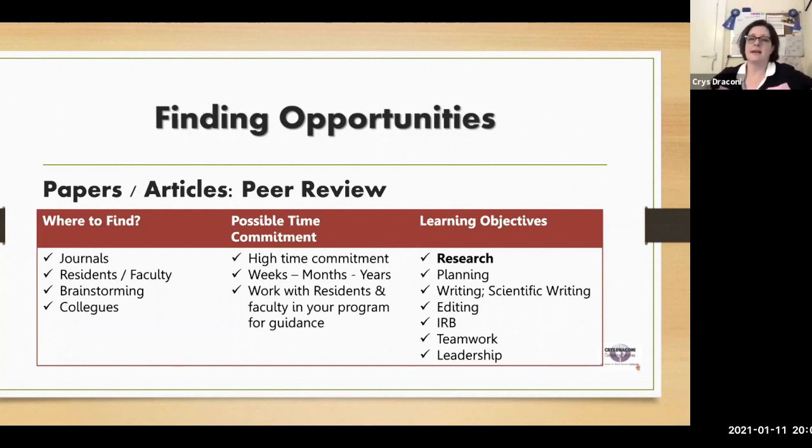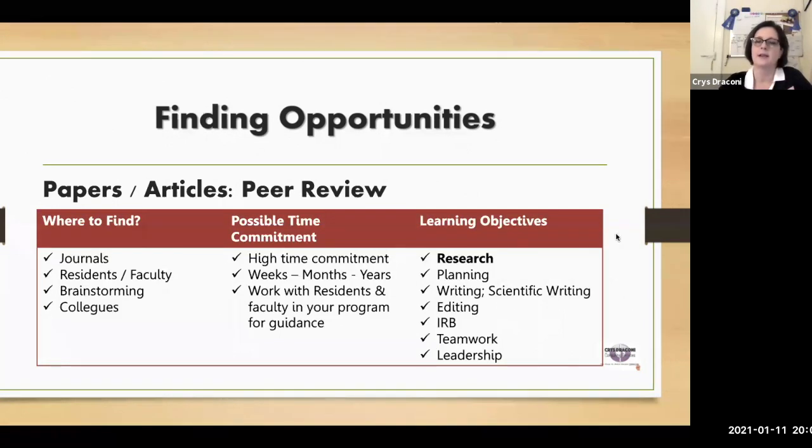This is a very high time commitment. It can take weeks to months to years. Like I said, I worked really hard to get something. I worked on, I can't tell you how many projects, and for a reason, things fizzled out. That wasn't the right time. And there was one project that was so minor, and it took us 3 years to even get anything published. And the data was so old, it was not ideal. And then work here with your residents and faculty in your program for guidance.